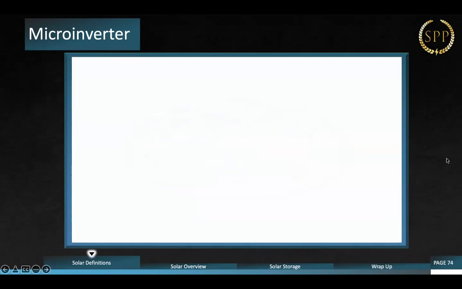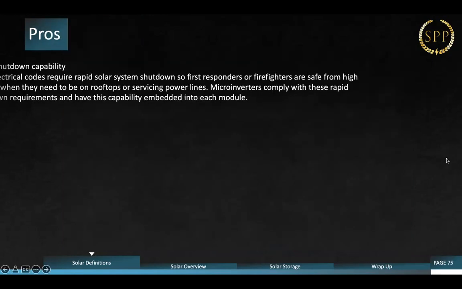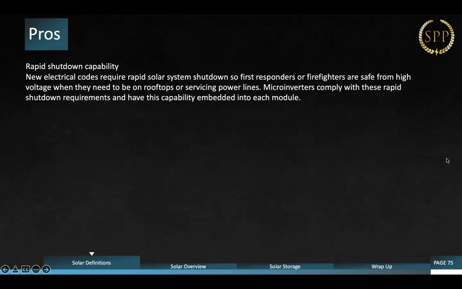So there's a little bit about the microinverters. So let's talk about them in depth now. The pros to the microinverter system is they do comply with the rapid shutdown capability. New electrical codes require rapid shutdown for first responders or firefighters to make sure that they're safe from high voltage when they need to be on rooftops or servicing power lines. Microinverters comply with these rapid shutdown requirements and have the capability embedded in each of the modules themselves.